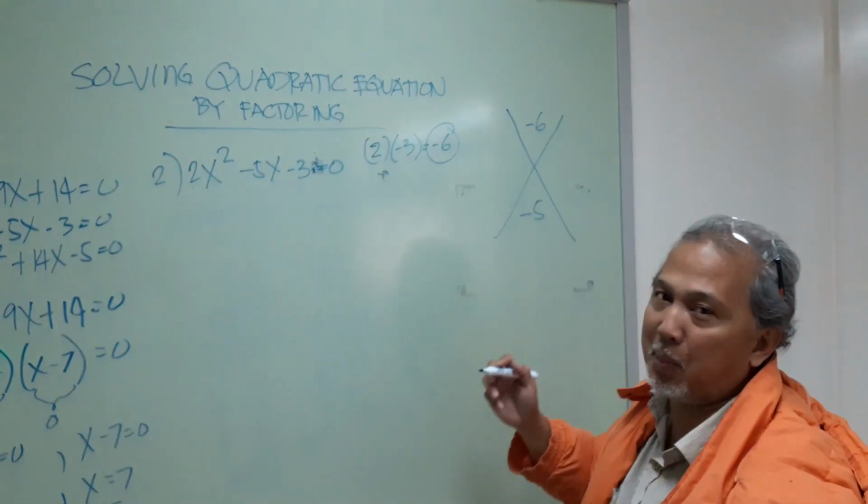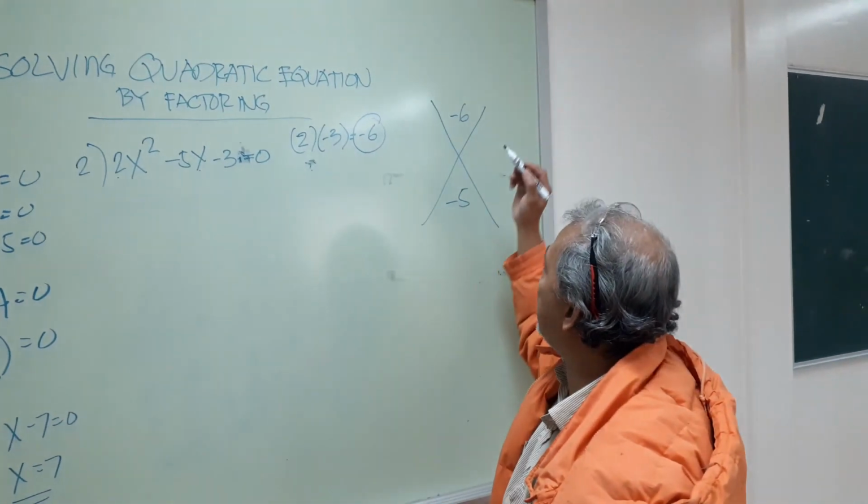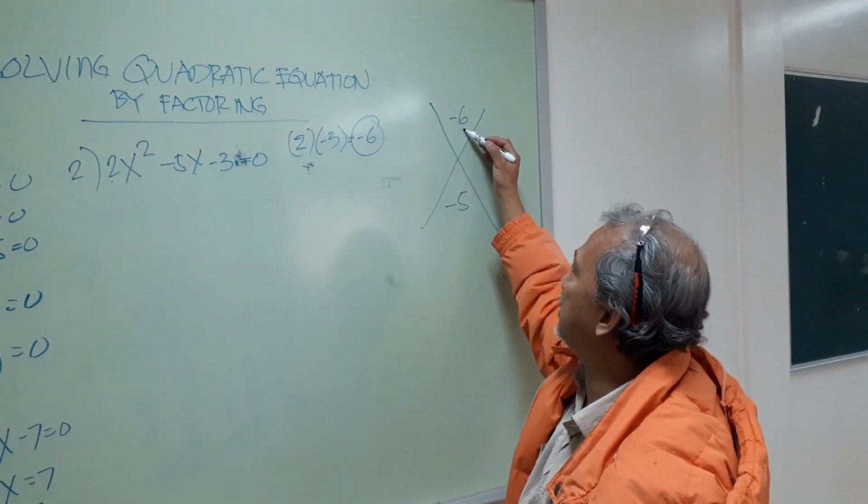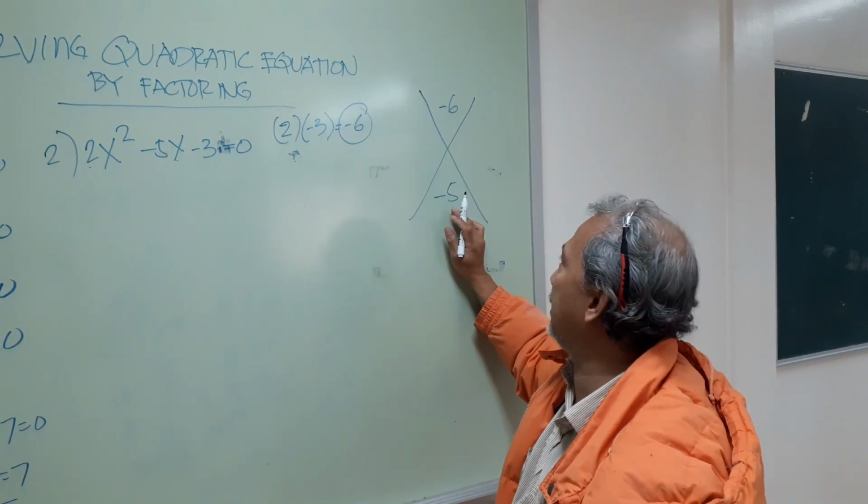Now, let's look for a pair of numbers that, when multiplied, equal negative 6 and when added, equal negative 5.